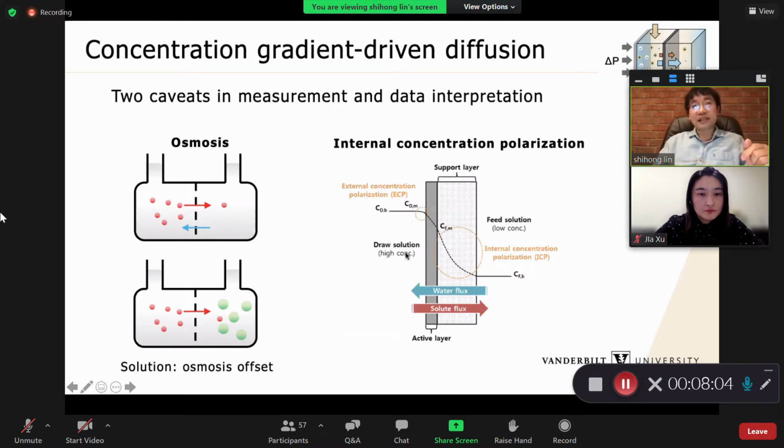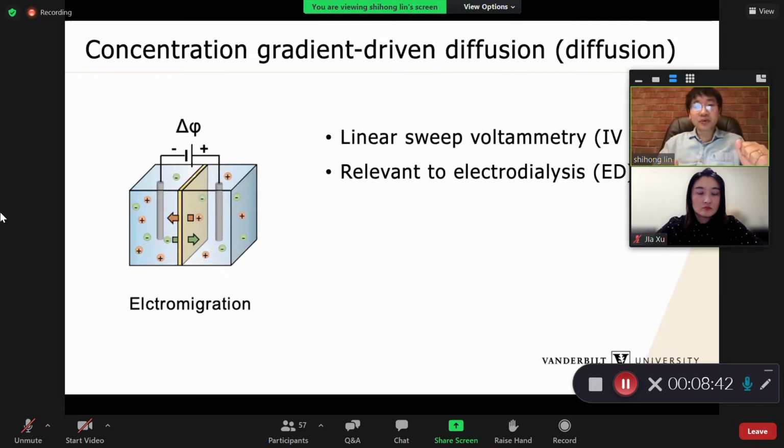But the idea is that if you don't correct for this effect, what you measure, the solute flux and also the solute-solute selectivity, would not only account for what is happening in the active layer, which is what we're mostly interested in, but also account for phenomena that happen in the support layer and maybe even the boundary layer. For example, the different diffusivity of different ions. So we need to account for this effect if we are interested in what is going on within the active layer.